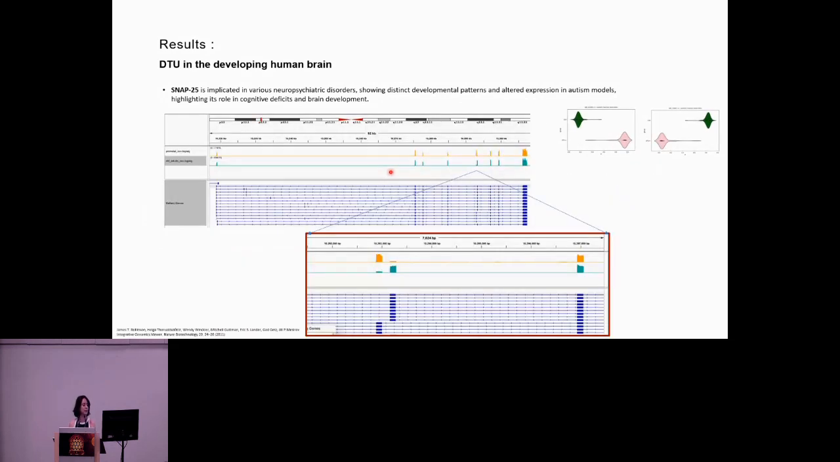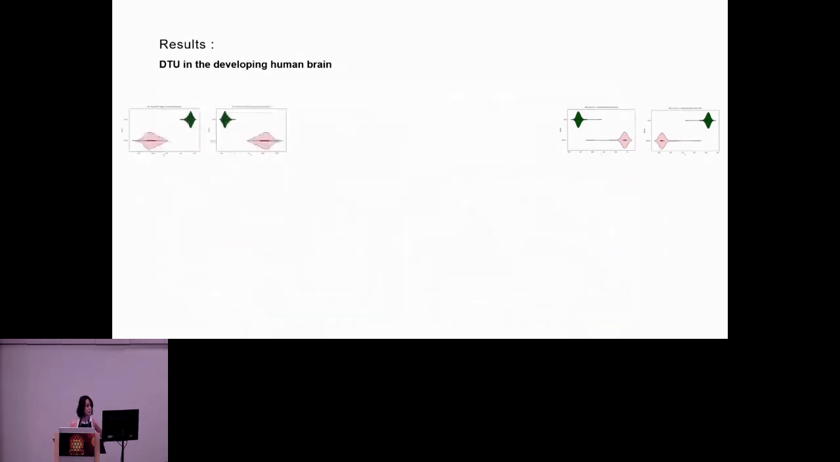Okay. And this is just to show the coverage of this particular gene, which is a textbook example of a DTU shift. And we have more of these genes, and I'm happy to talk to you about them if you have any questions after the talk.